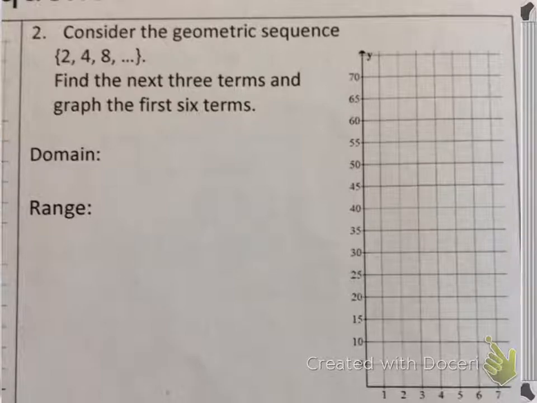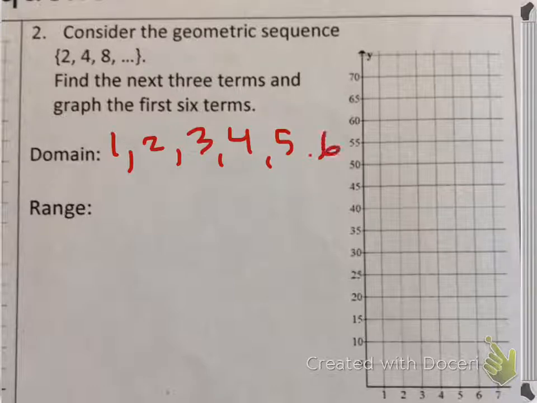Consider the geometric sequence 2, 4, 8. Find the next 3 terms and graph the 6 terms. So my domain is going to be my number of terms, 1, 2, 3, 4, 5, and 6. My range comes from my actual terms. How do I get from 2 to 4? I times by 2. How do I get from 4 to 8? I times by 2. So I'm going to continue to times by 2.